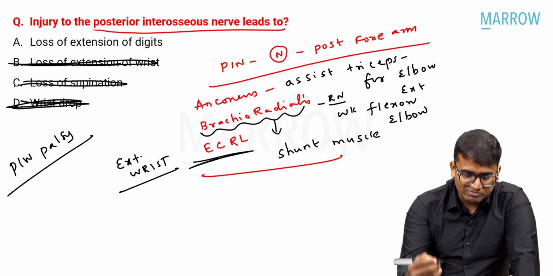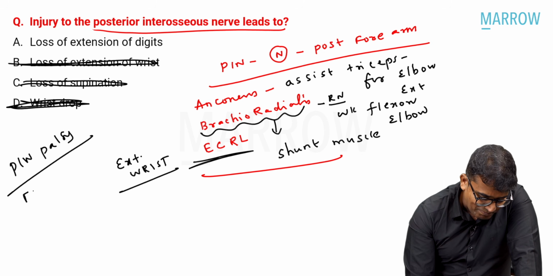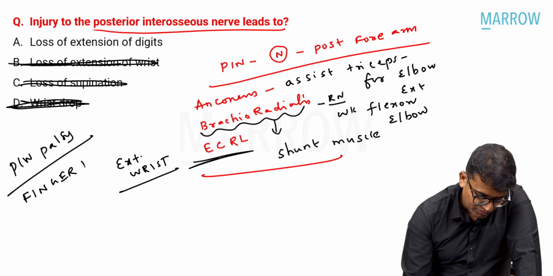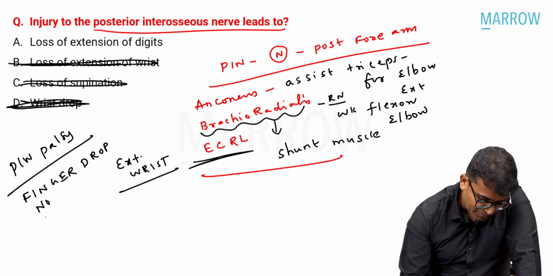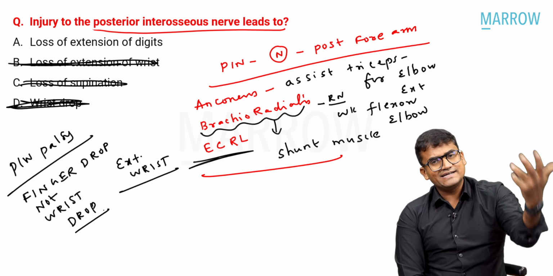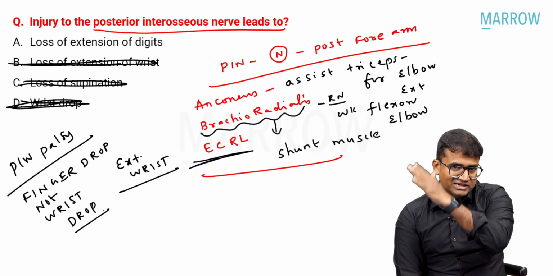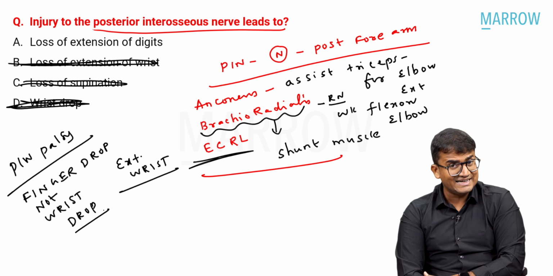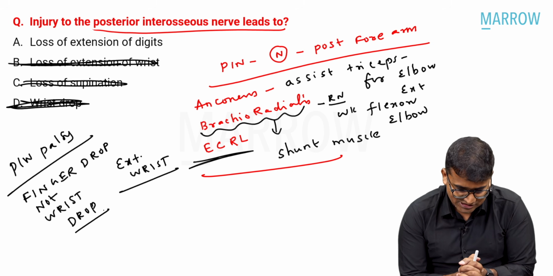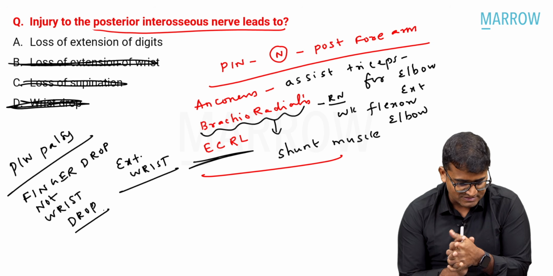Now, what is the deformity you see in the PIN palsy? In the PIN palsy, we see finger drop, not wrist drop. Again, they gave this question in the old NEET exams, 2016-17 range I am saying. Now, almost after 8 years, they gave this question in the INI-CET exam, AIIMS exam.